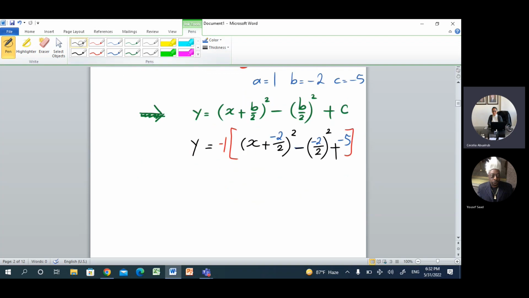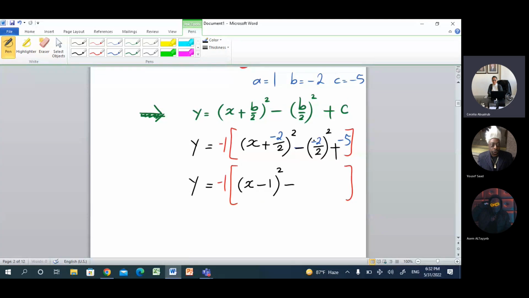And now you're going to simplify. y is equal to, like I said, don't forget the squarish bracket with the -1 outside. So if you simplify, x will stay as is. Now, -2 over 2, it's -1. So here it will be -1 to the power of 2 minus -1 to the power of 2. It means -1 times -1, so it's 1, plus -5. It will be -5. Let's simplify further.